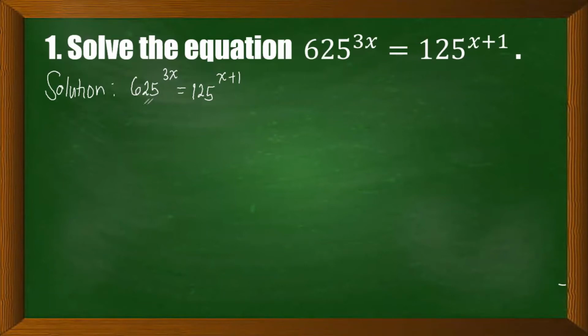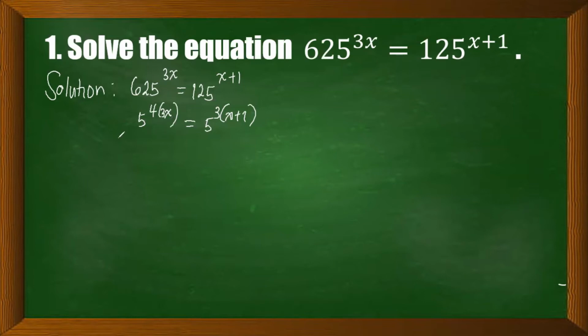Now notice that 625 can be written as 5 raised to 4, because 5 times 5 is 25, times 5 is 125, times 5 is equal to 625. And there is an exponent 3x here, so we have to multiply 4 by 3x. And 125 can also be written as 5 raised to 3. Then the exponent 3 will be multiplied to x plus 1. Now, take note that the left-hand side and the right-hand side have a base of 5, right?